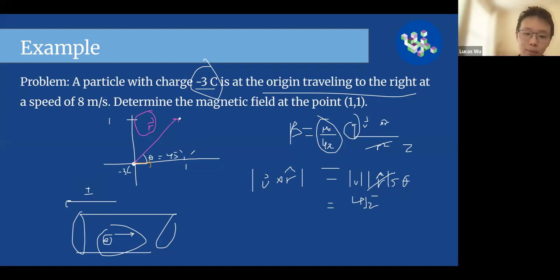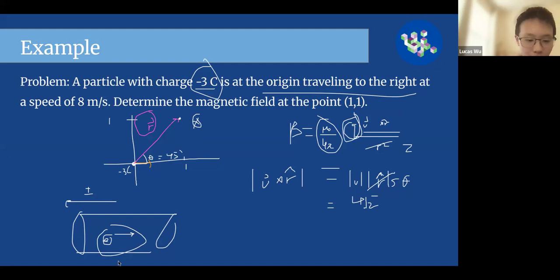So just keep in mind that if you use the right-hand rule to find the magnetic field, you'll be doing this and then that. So your magnetic field should be pointing into the screen. You can verify that by working out V crossed with R. V crossed with R would be pointing out of the screen, but because you're multiplying by the charge Q, it makes it negative. So the field would be pointing into the screen, not out of the screen.